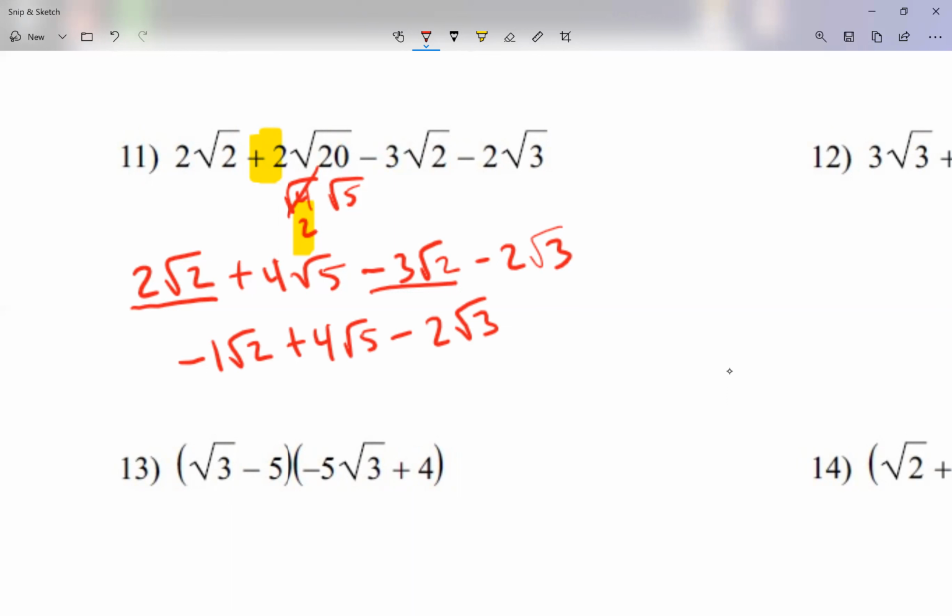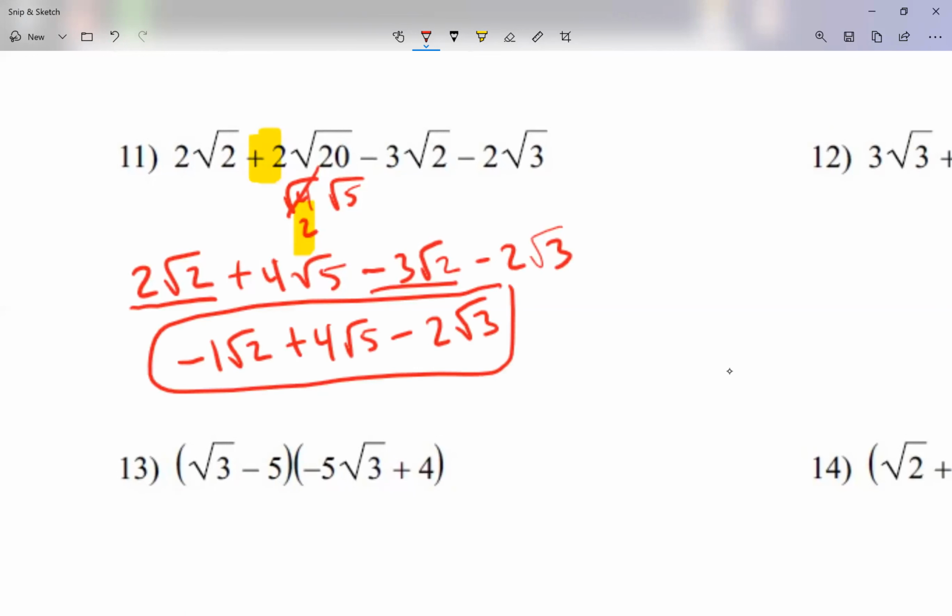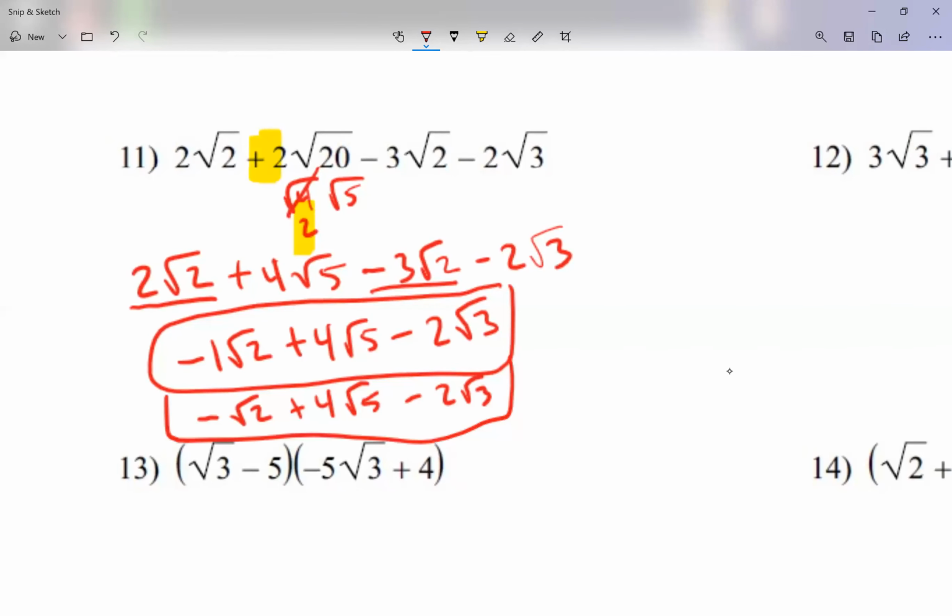Now, negative 1 radical 2. When the coefficient is 1, mathematically speaking, that's correct. But sometimes we might even write this as negative radical 2 plus 4 radical 5 minus 2 radical 3. When the coefficient is 1, in this case a negative 1, it is okay to not write the 1. The negative sign has to be there, but it's okay not to write the 1 when the coefficient is 1. So either of those two are correct.